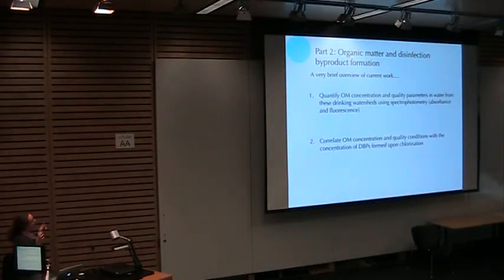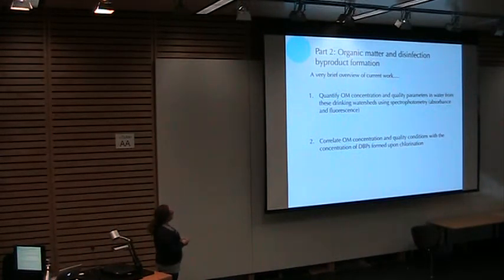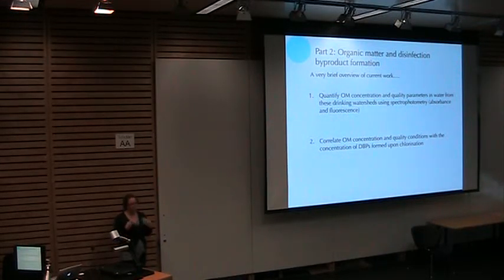So the work that I'm doing right now, and I wanted to present it because I'm excited about it. Hopefully, don't get too messed up with it. The idea of what I'm focusing on now is to try to quantify some of the concentrations and qualities of organic material within these watersheds using some of the methods that I've shown. The second aim is to start correlating these concentration and quality conditions with the concentration of disinfection byproducts, something that can directly harm human health upon chlorination.